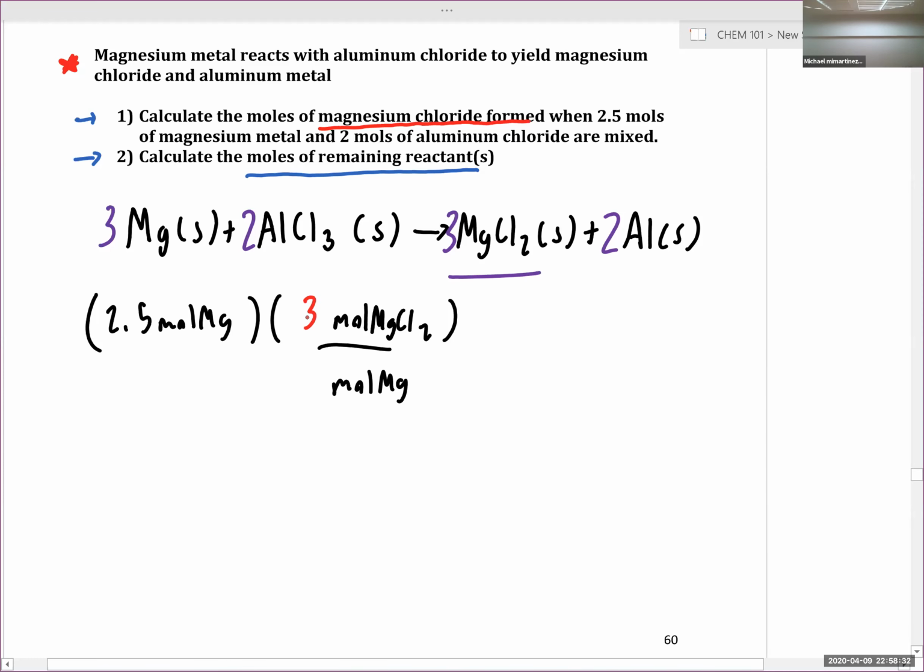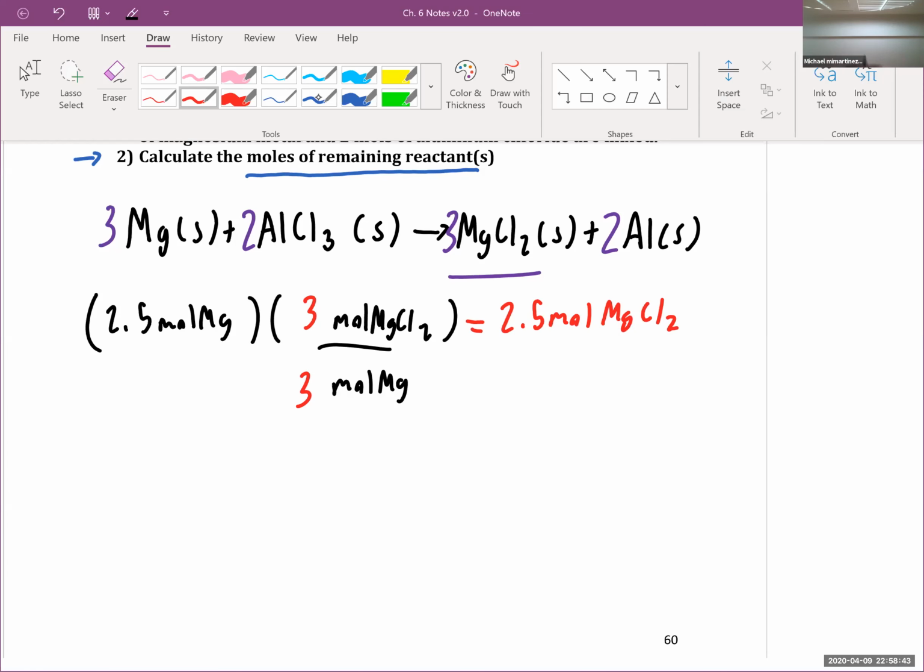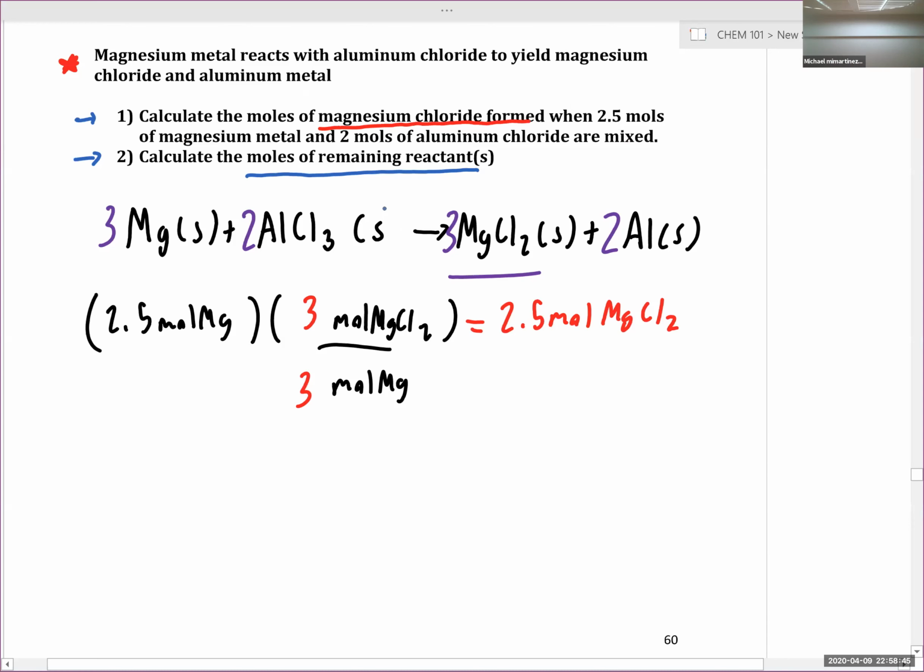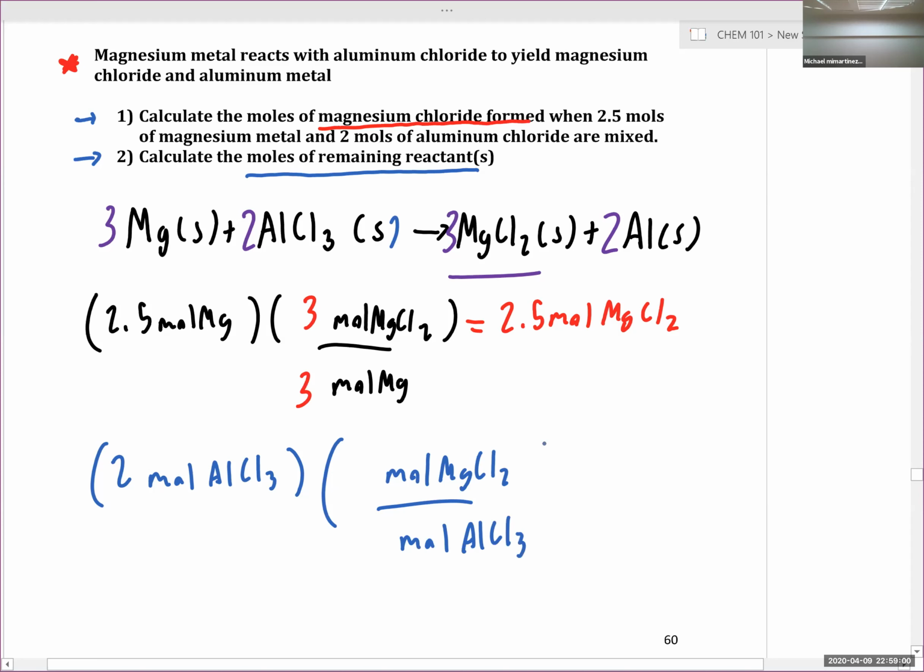3 to 3, exactly right. And after calculation, we get 2.5 moles of magnesium chloride. Wonderful. Let's continue on. We have 2 moles of aluminum chloride, and how many moles of magnesium chloride do we have per mole of aluminum chloride? What is our mole to mole ratio?